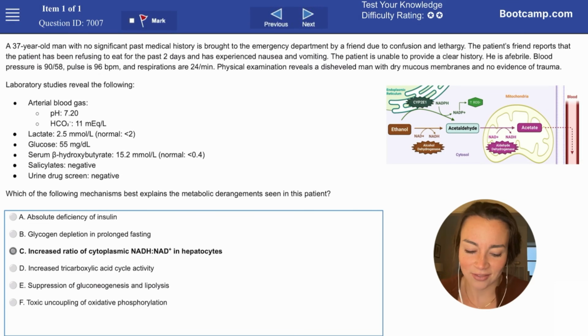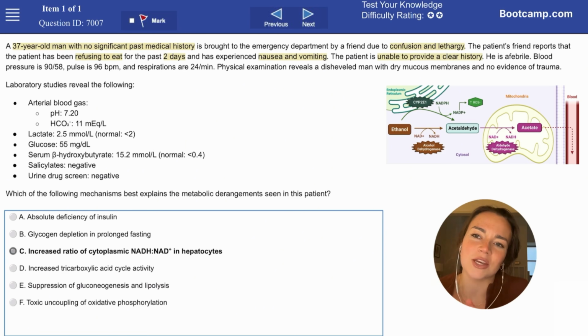All right, so we have a 37-year-old man with no significant past medical history, and he's brought into the emergency department by a friend due to confusion and lethargy. And the friend is reporting that the patient has been refusing to eat for the past 2 days, and he's been complaining about some nausea and vomiting. And the patient is not able to provide a clear history.